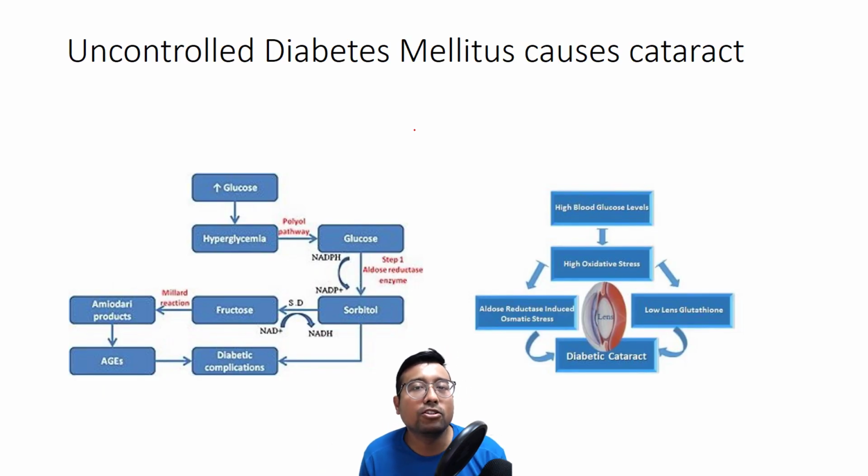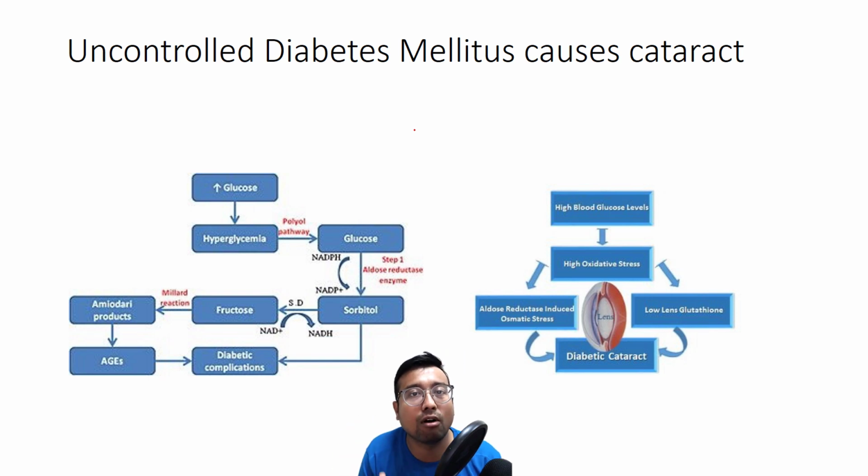Next, uncontrolled diabetes mellitus causes cataract. This is again very easy. You see, in case of diabetes mellitus, there is hyperglycemia. Why? Because glucose cannot be utilized. Either there is no insulin, that is in type 1, or there is insulin resistance. Whatever be the cause, insulin cannot be utilized, therefore glucose cannot go into the glycolytic pathway. Normally glucose is converted to glucose 6-phosphate and the normal metabolic pathways of carbohydrate metabolism, we all know that.